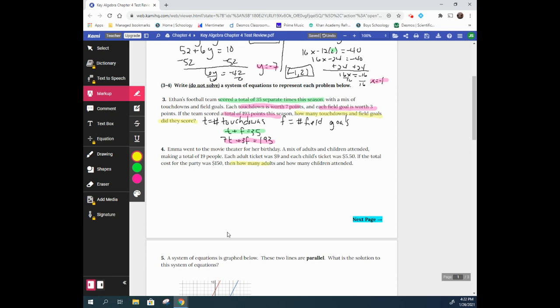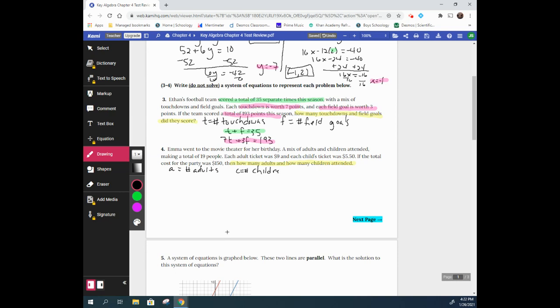So again, this last part here is giving me a hint about what my variables should be. So I'm going to let, let's say, A equal the number of adults. You could also use X and Y if you want. And then I'm going to let C equal the number of children.